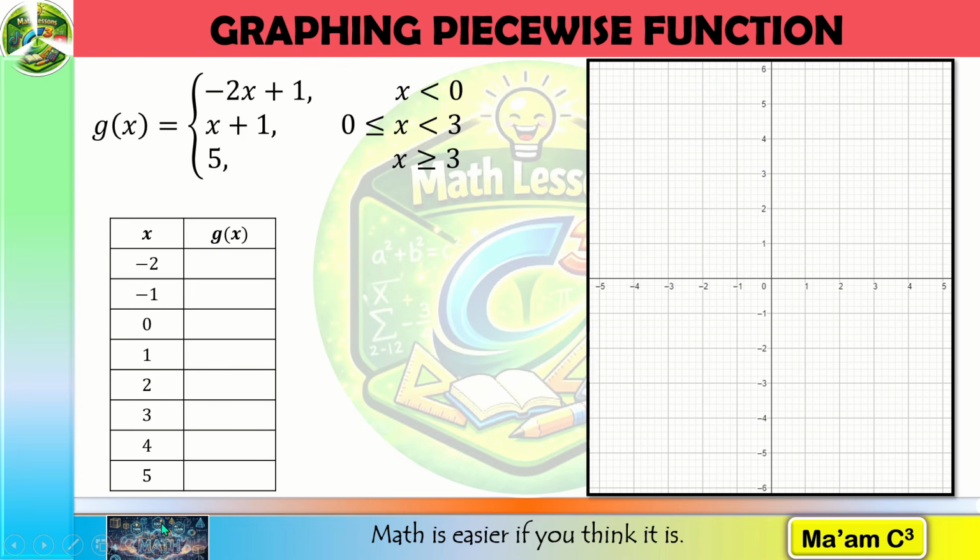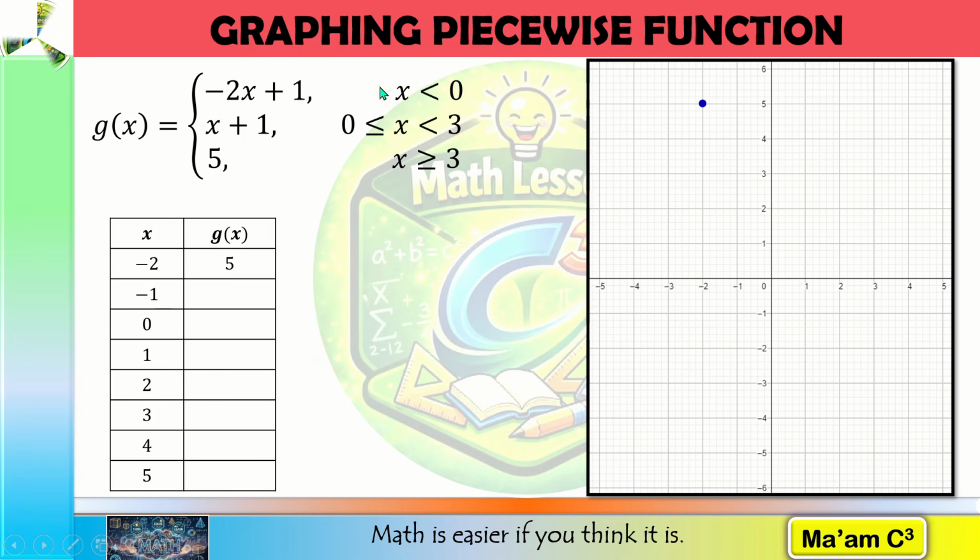Let's substitute these values one by one. Let's start with negative 2. Negative 2 is less than 0. So it means we're going to use this condition. Negative 2 times negative 2 is positive 4 plus 1, that will be equal to 5. Let's plot this one, negative 2 and then 5 here.